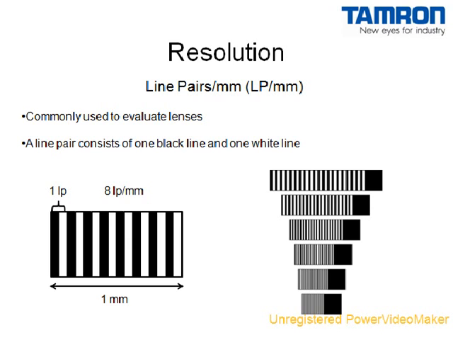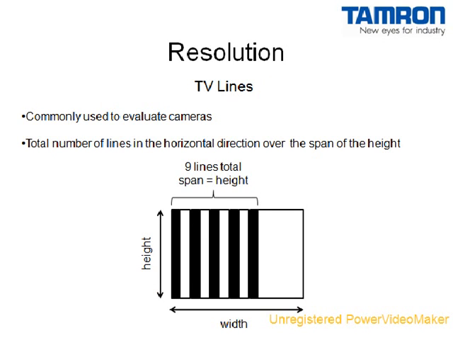A lens with a resolution of 8 line pairs per millimeter can clearly resolve 8 line pairs, or 16 alternating black and white lines, across 1 millimeter of image length. TV lines is another unit of measure of resolution and is commonly used to evaluate cameras. TV lines is defined by the total number of black and white lines in the horizontal direction over the span of the height.